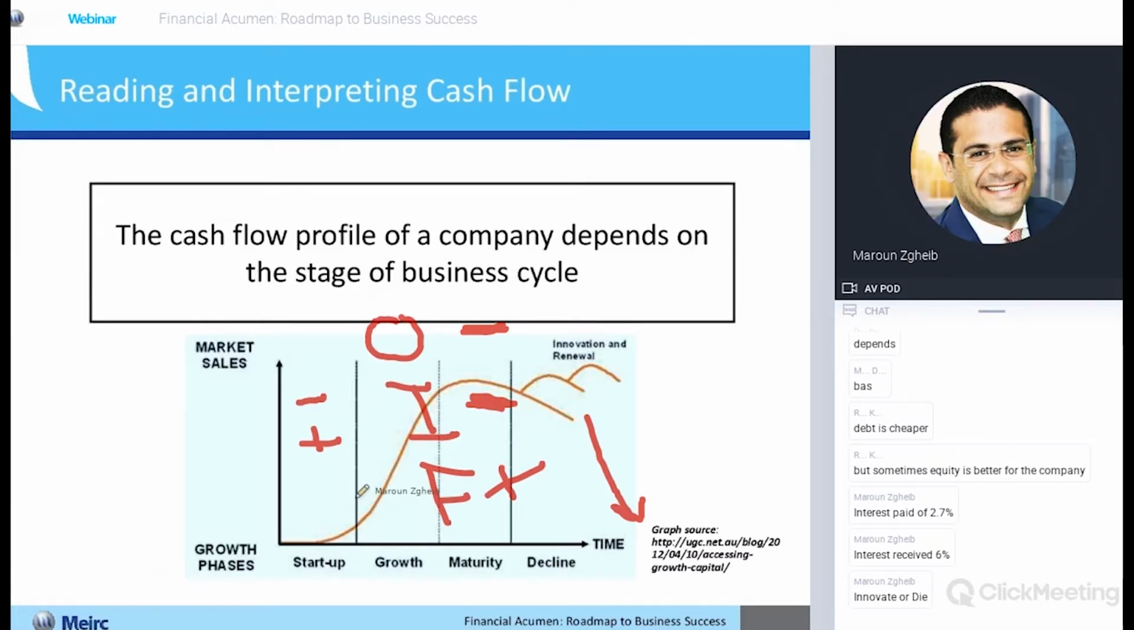To possess financial acumen means that you understand what would happen at every stage of the company's life cycle. What would happen in the startup phase, the growth phase, the maturity phase, and the decline phase, and how to get ready at each and every one of those stages so that your company does not fail.